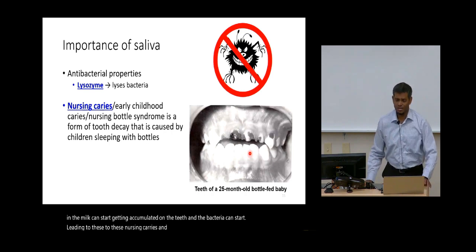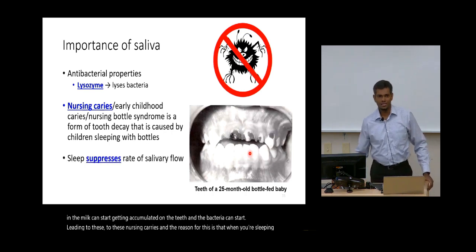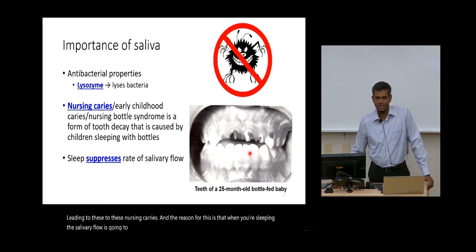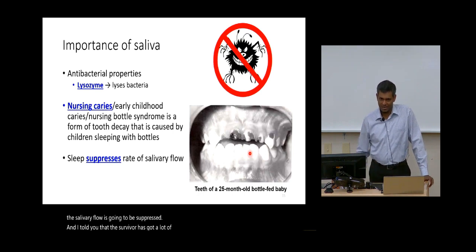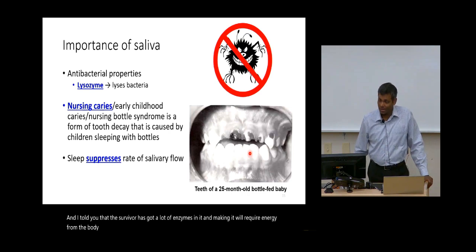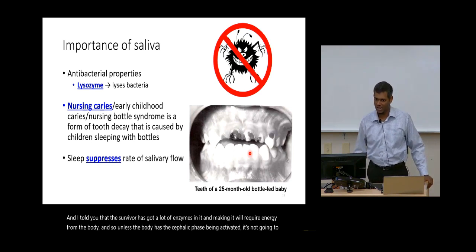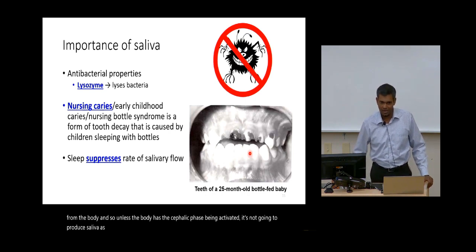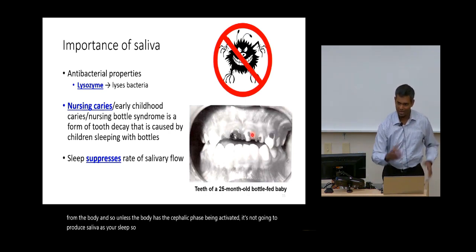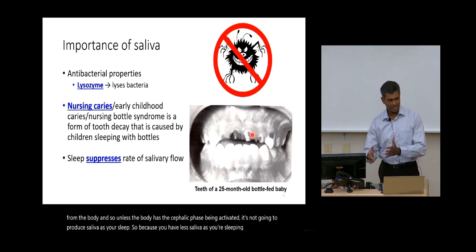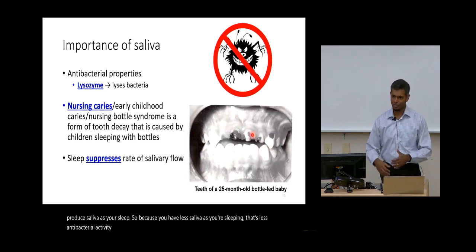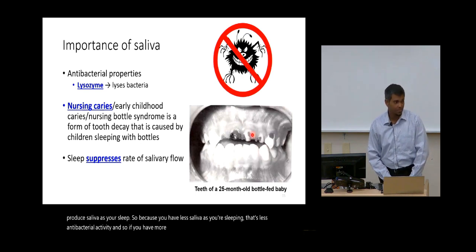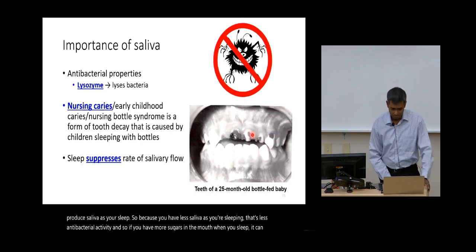And the reason for this is that when you're sleeping, the salivary flow is going to be suppressed. And I told you that the saliva has got a lot of enzymes in it, and making it will require energy from the body. And so unless the body has the cephalic phase being activated, it's not going to produce saliva as you're sleeping, right? And so because you have less saliva as you're sleeping, there's less antibacterial activity, and so if you have more sugars in the mouth when you sleep, it can lead to these cavities.